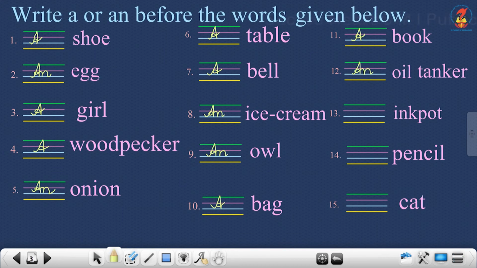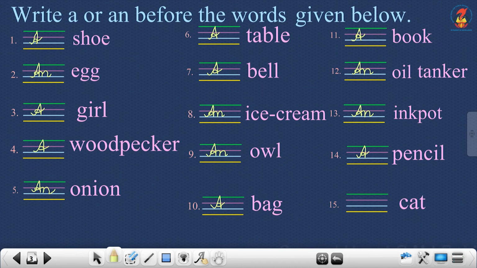Then children, 13. Ink pot. I sound. I sound is a vowel sound, right? So we are going to write an ink pot. Then the 14th we have pencil. What you all have in your hand. One pencil. So puh. What is that sound? Right, my little ones. A pencil.